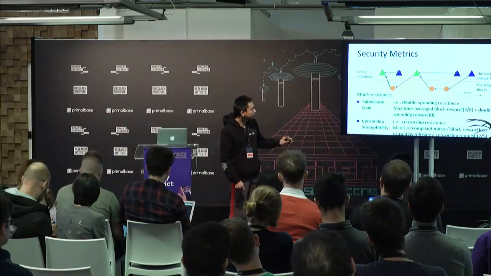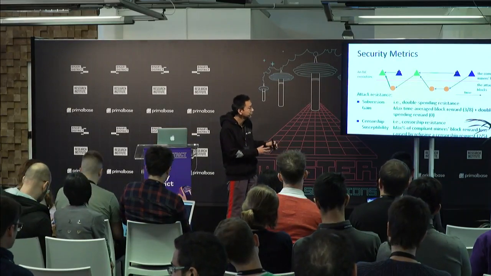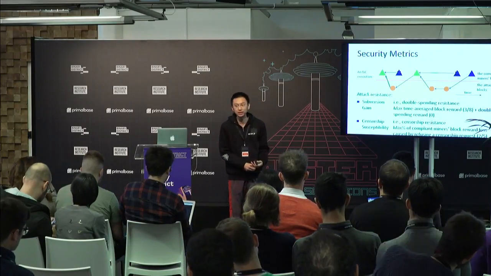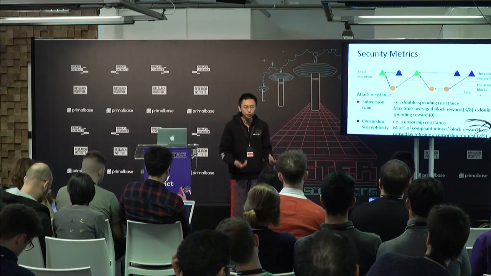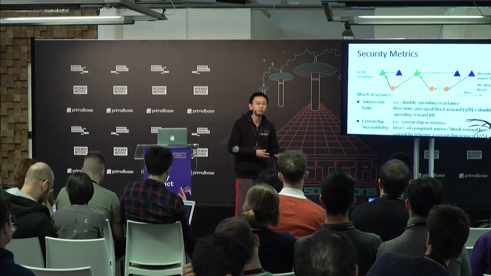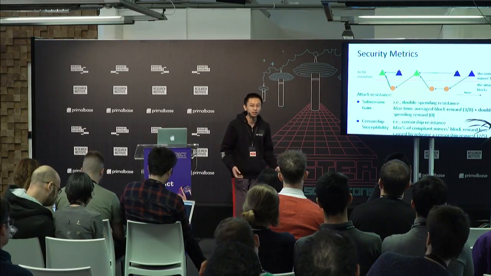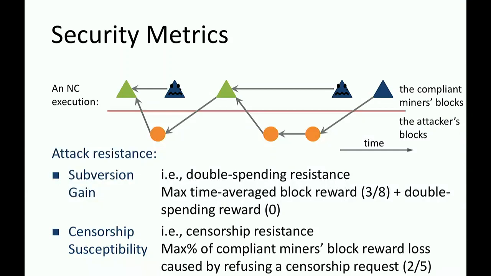The last metric is called censorship susceptibility, which is the maximum percentage of compliant miners' block reward loss caused by refusing a censorship attack. If I refuse a censorship request, the attacker will start to orphan my blocks. So this metric measures what percentage of my blocks you can orphan. In this example, there are 5 honest blocks, and 2 of them are orphaned. So the censorship susceptibility is 2 out of 5. These are the 4 security metrics.